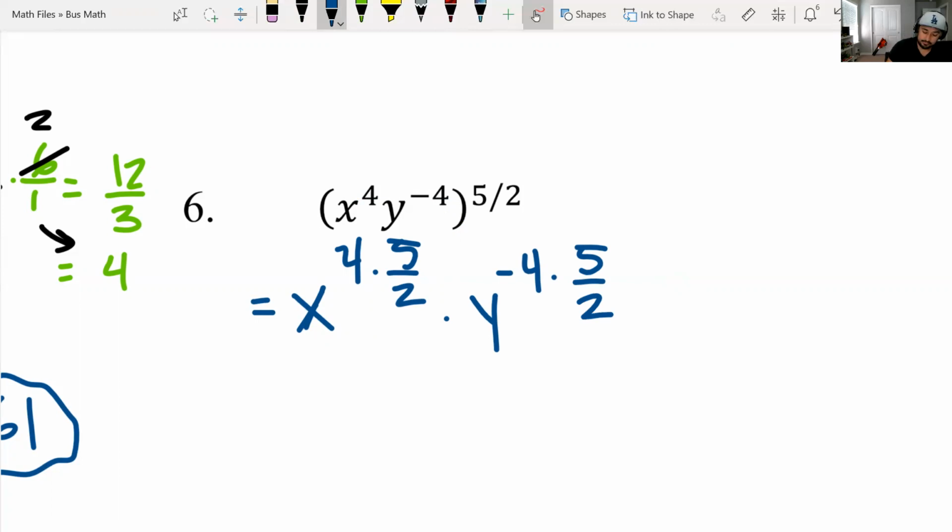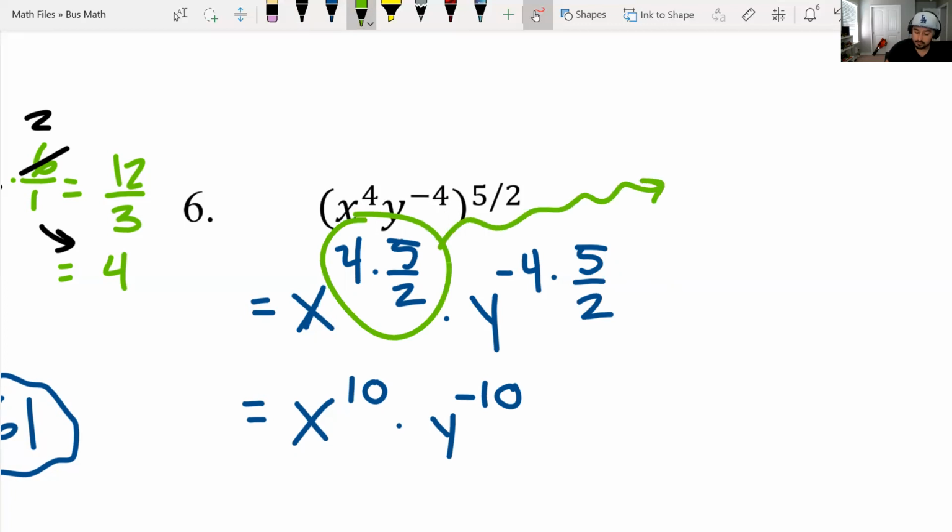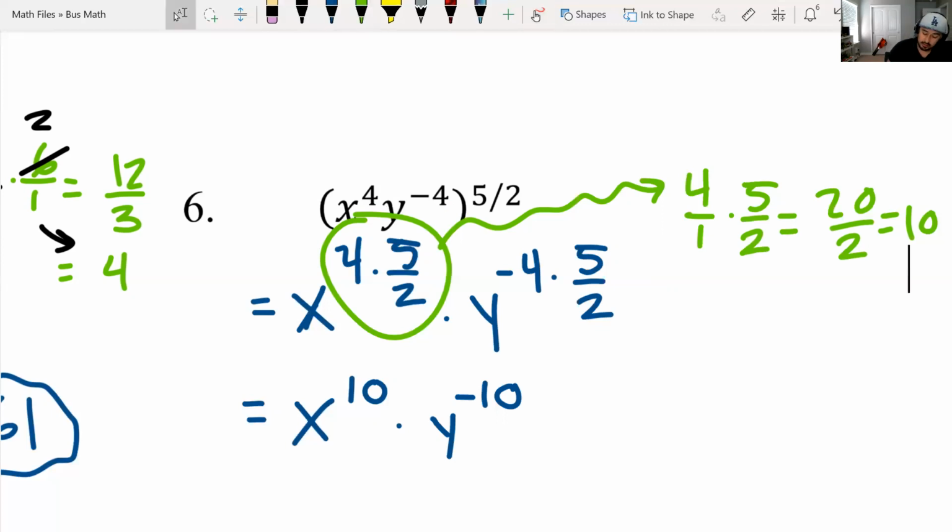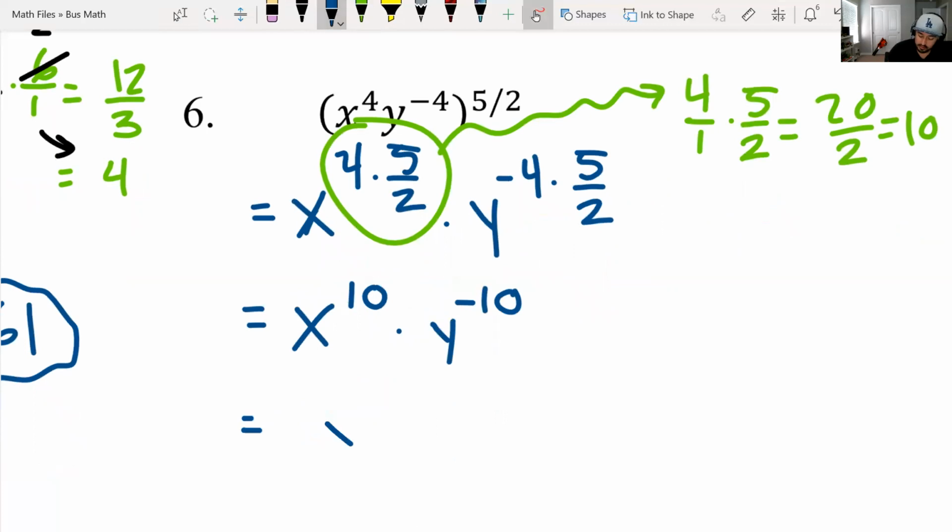So, clean them up. We should get the first one, x to the 20 over 2, or that's just x to the 10th, times y to the negative 20 over 2, or y to the negative 10, right? For these guys, again, that's 4 over 1 times 5/2, which gives me 20 over 2, which gives me 10. Or again, you can cross cancel and still get 10. The same thing would work for negative 4 times 5/2. You just have to make it negative. Okay, now we get x to the 10th over y to the 10th, done.